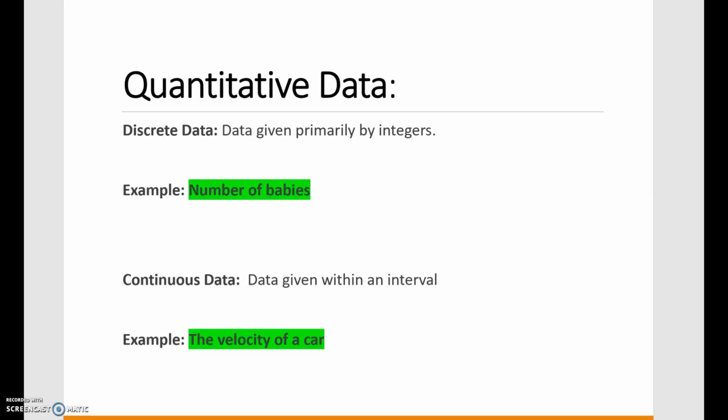Another example of continuous data could be weight. Technically, weight changes within the actual day. Because if you eat, you're going to gain a little bit of weight, and then after that, something happens and you're going to get rid of some of that weight.